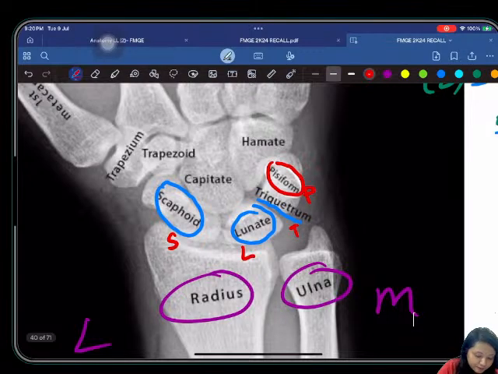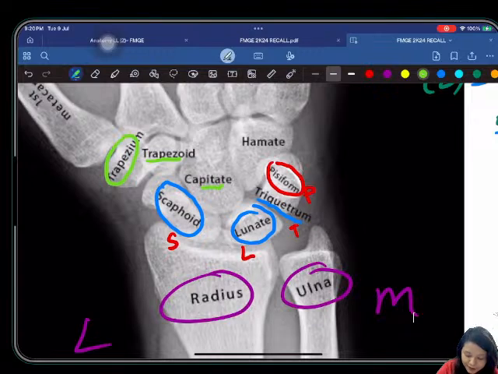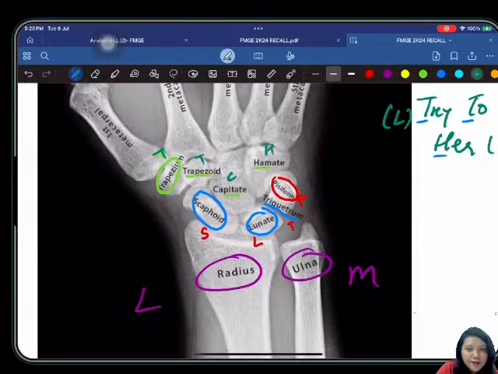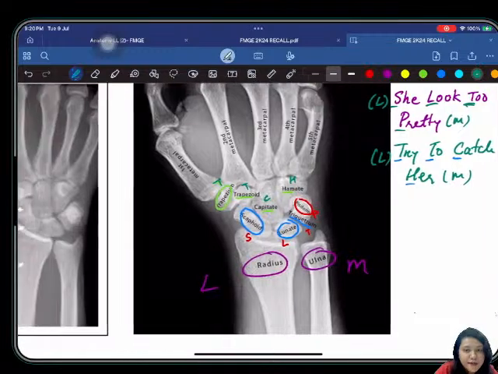And then you have trapezium, okay, the trapezoid, the capitate, and the hamate. Okay, so you have trapezium, trapezoid, capitate, and hamate. Okay, so she looks too pretty, try to catch her. Okay, that is the mnemonic. That is, try to catch her. Okay, so first of all you see the X-ray and get oriented yourself which is lateral and which is medial. So you see the radius bone, you can see the styloid process here. So by that, even if it is not given, you can see the styloid process of the ulna, है ना?